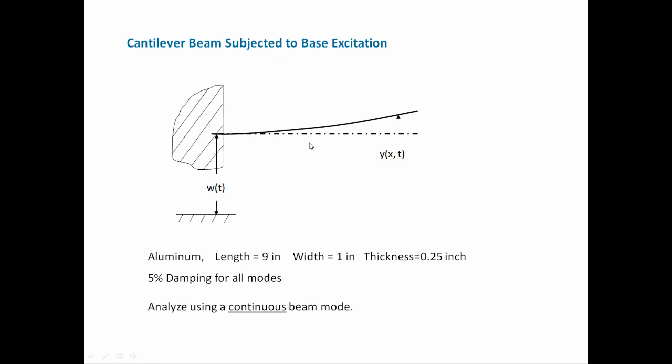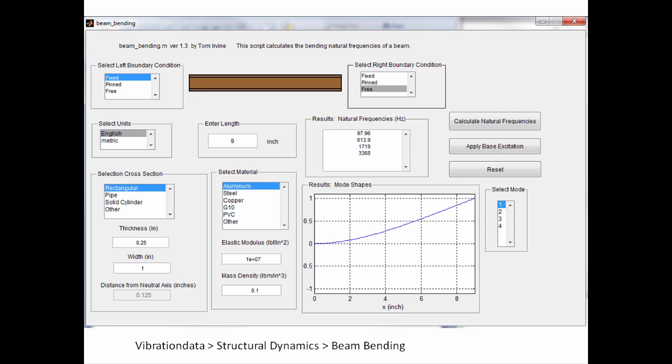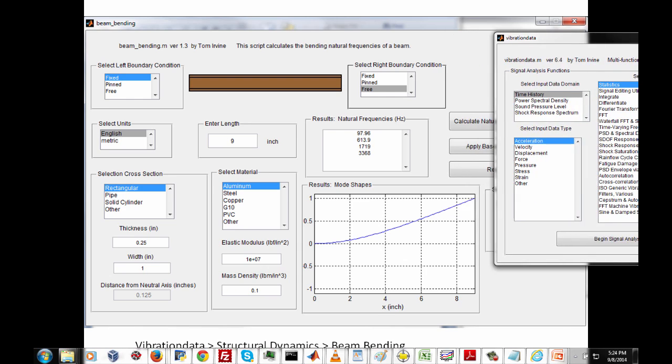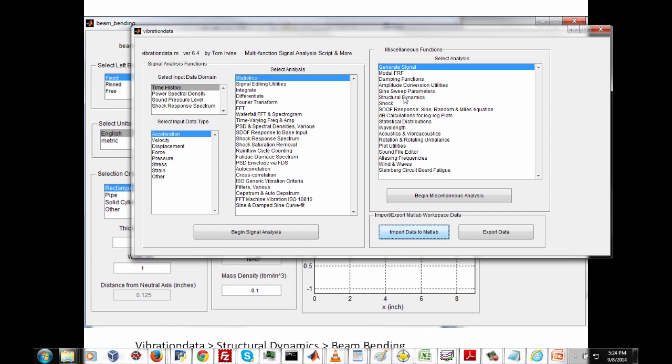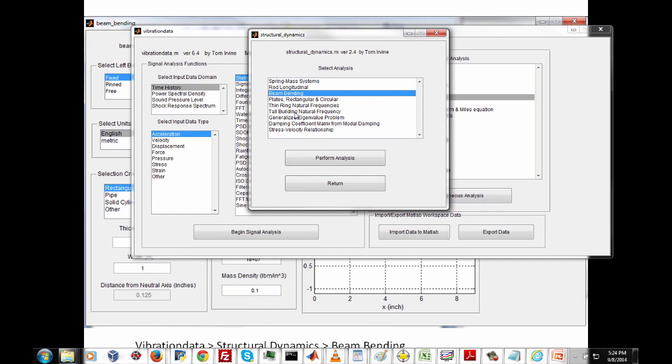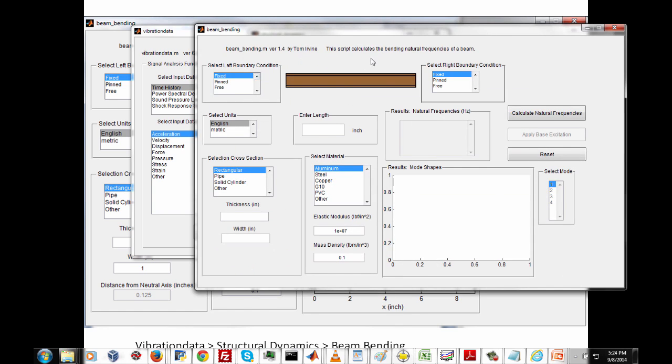Okay, let's go to our next slide. We're going to do a beam bending analysis, which will be a normal modes analysis. I'm going to switch over to the MATLAB GUI and show you how to do this. Let's go to Structural Dynamics, Begin Miscellaneous Analysis, and this will be beam bending. Our boundary conditions will be fixed-free. By the way, this script calculates the bending natural frequency of a beam. So we have fixed on the left, free on the right. In other words, it's a cantilever beam.